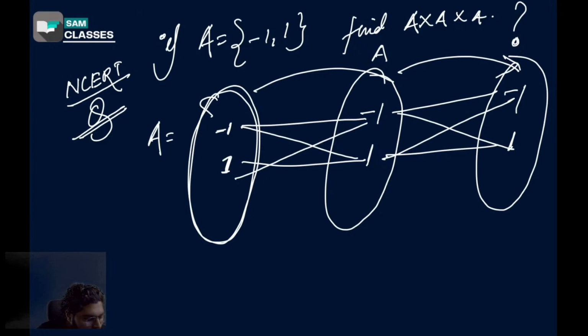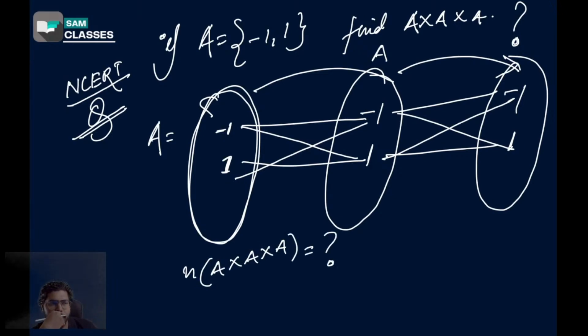So can we now find all the elements? Correct. So how many elements will be there in total? Who can say? N of A cross A cross A. How many elements? See, I told you, if this is 2, this is 2, this is 2, how many elements will be there? Just multiply. So 2 power 3, so total 8 elements will be there.